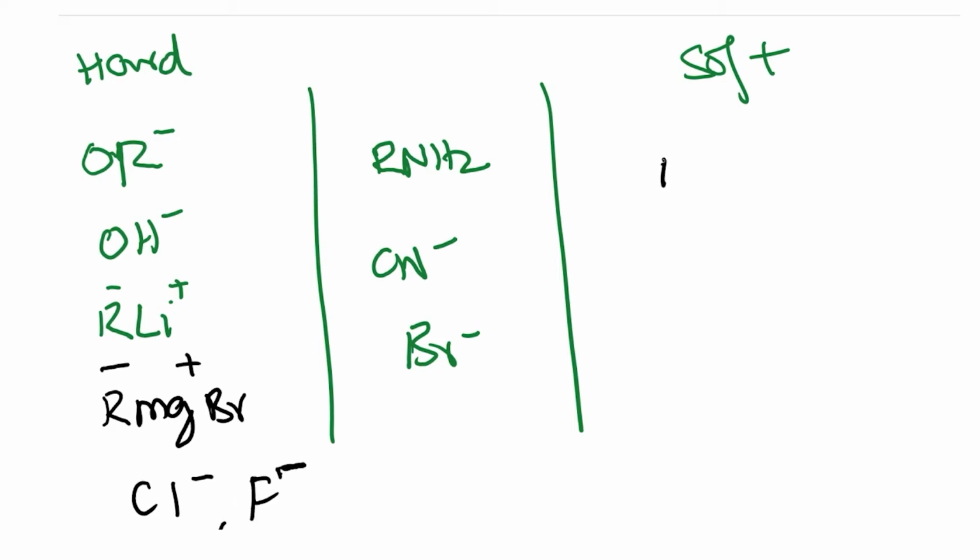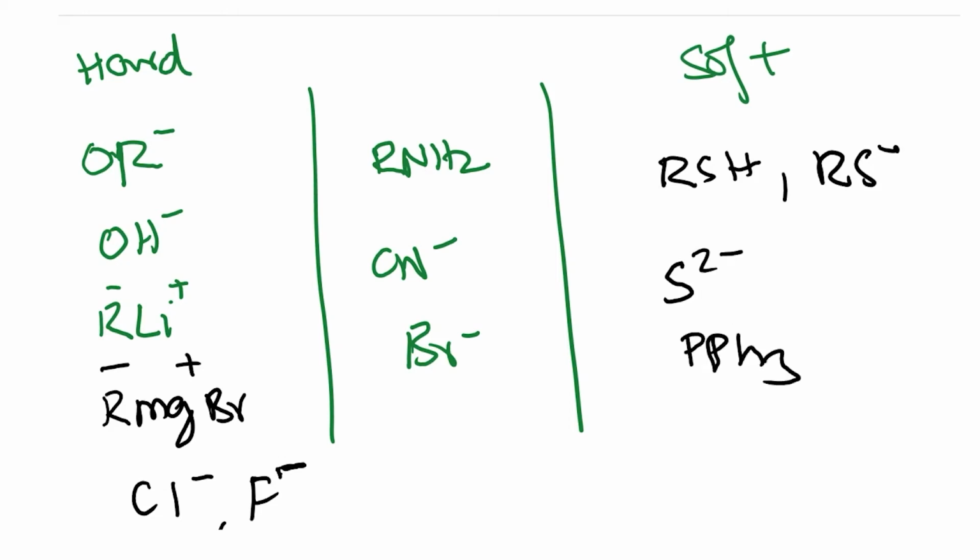Okay, the soft ones are RSH, RS minus, S2 minus. You have PPh3. Okay, so if you compare, ammonia is also considered as hard. So if you compare ammonia and phosphorus, they are in the same group, but phosphorus has a larger atom. Similarly, sulfur and oxygen, sulfur has a much larger atom, and you also have the halides, you have I minus, and so on. Okay, so in terms of reactivity, the aromatic ring and olefins are also generally considered as soft.